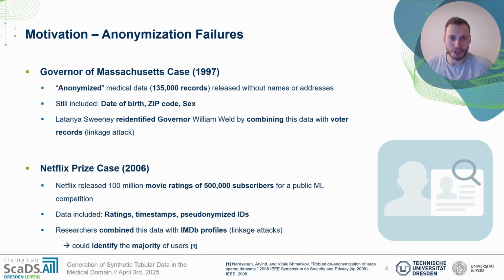However, what researchers did is they combined this data, so again a linkage attack, with IMDb data, which is a public database where everyone can also leave reviews on movies. They found out that there were a lot of people who used both and left the same ratings at about the same times, so they could identify the people. And the problem is that on IMDb, people sometimes use their real names.